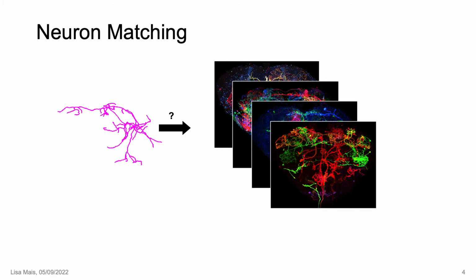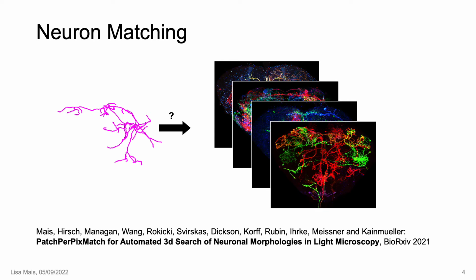Then I want to jump into the neuron matching part, and here the scenario is as follows. We have a given target neuron identified in the EM data, and we want to look for this neuron in all multicolor flip-out samples, or short MCFO samples. To this end, we developed a method which we called PatchPerPixMatch, which mainly consists of two steps. The first one is the segmentation of the MCFO light microscopy data, and the second step is the actual matching.